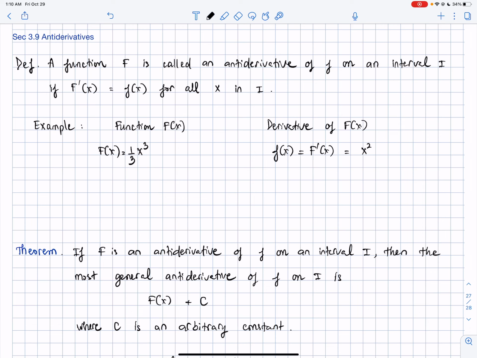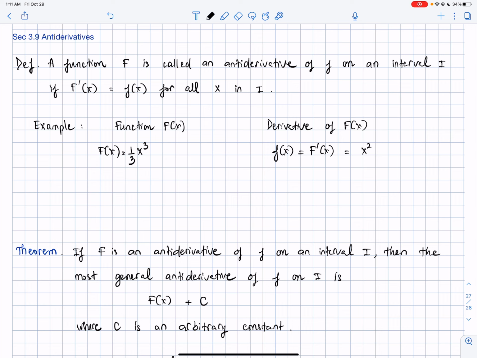Section 3.9 Antiderivatives. Definition: a function big F is called an antiderivative of small f on the interval I if big F prime of x equals small f of x for all x in I. So let's look at the example.